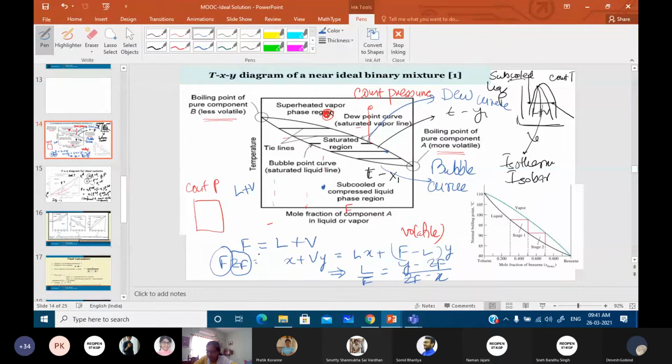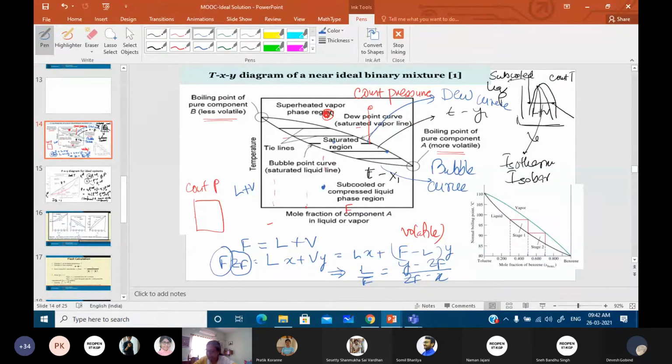What is the composition? If you take a component balance, it is FZF. ZF denotes the composition of the more volatile component, and this FZF will be equal to, from component balance of the more volatile component, L into X plus V into Y. X and Y are the composition of the more volatile component in the liquid phase and the vapor phase. You get my point? I have simply done a total mole balance and a component mole balance. Yes, ma'am. And then simply I have substituted it here, and I have expressed L by F.